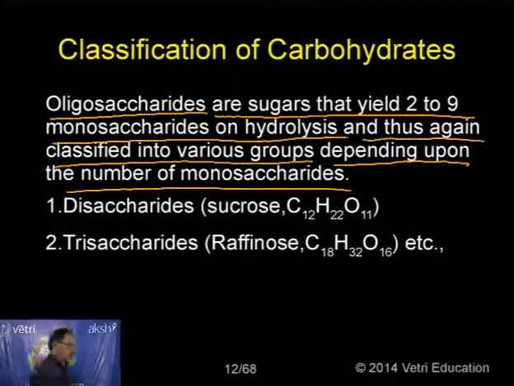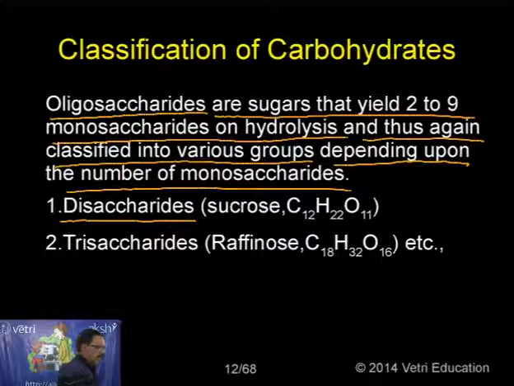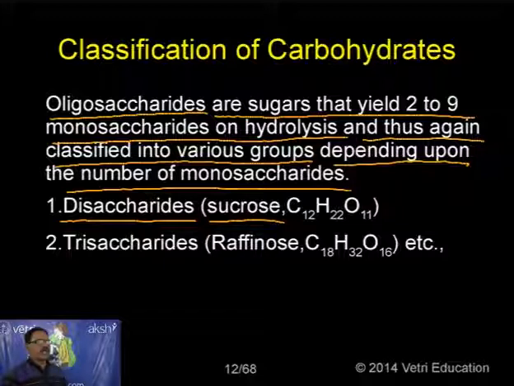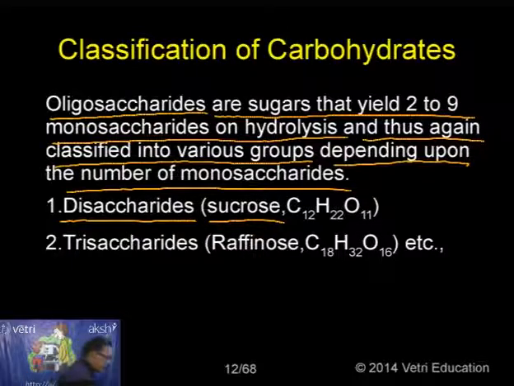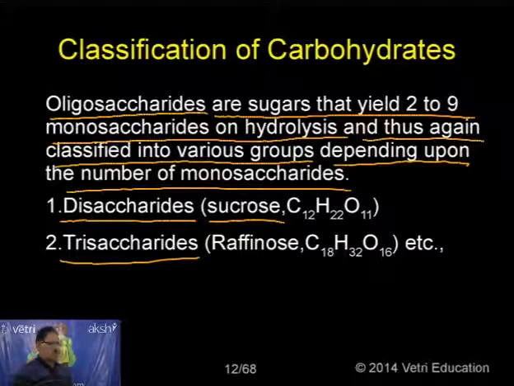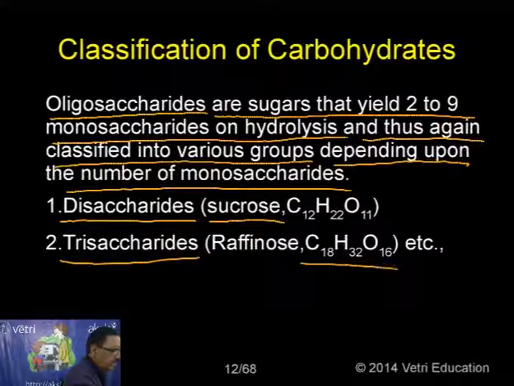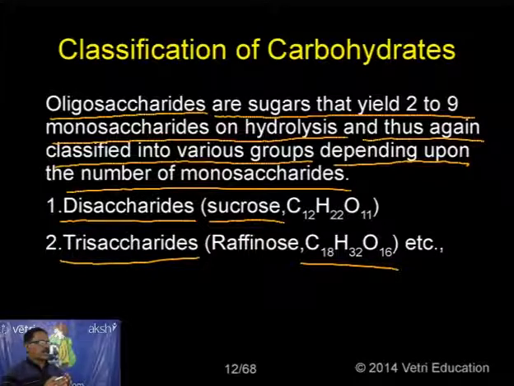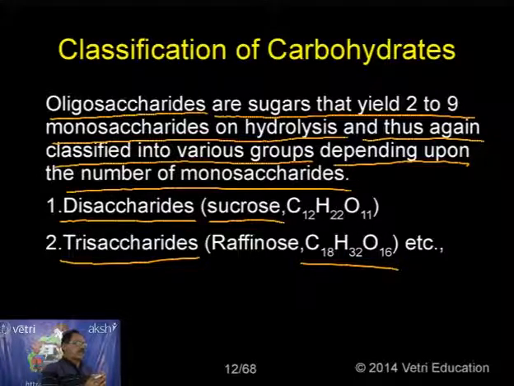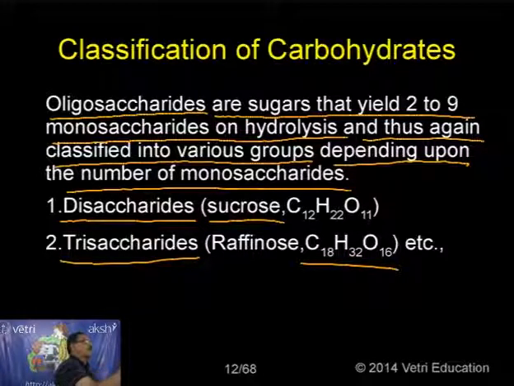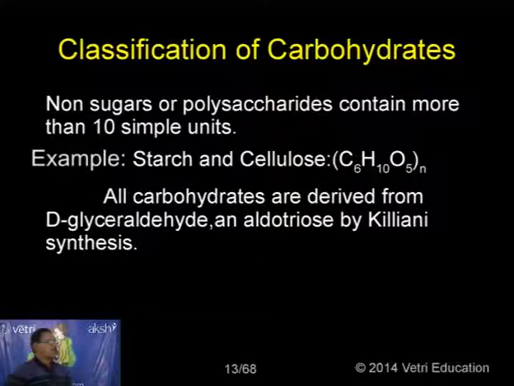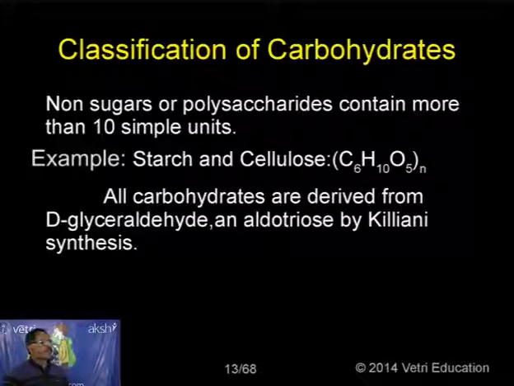A specific example of disaccharides, sucrose, molecular formula C12H22O11. It's a disaccharide. Trisaccharide, a specific example, raffinose, molecular formula C18H32O16, etc. So oligosaccharides are sugars that yield 2 to 9 monosaccharides on hydrolysis. This is the most important information regarding oligosaccharides. Now, so what I have discussed so far is regarding the sugars.